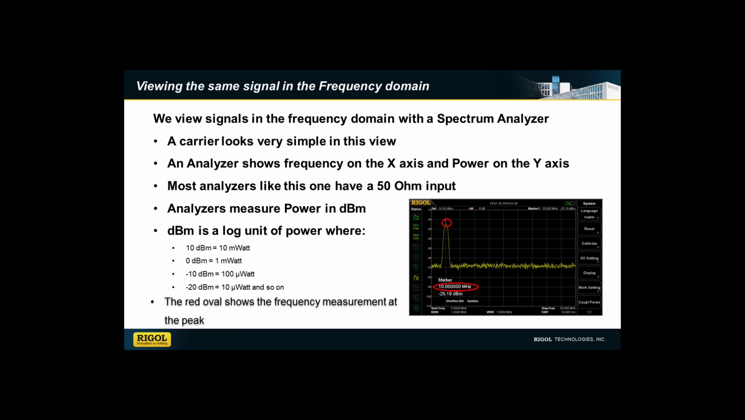Now, if we switch to the frequency domain, we can see on the spectrum analyzer a closer view. Here we're showing that peak identified at 10 megahertz, and it's identified as a power of about minus 25 dBm. So on this spectrum analyzer, we're showing frequency from left to right on the screen, with the lowest frequency being about 5 megahertz, going up to 55 megahertz.